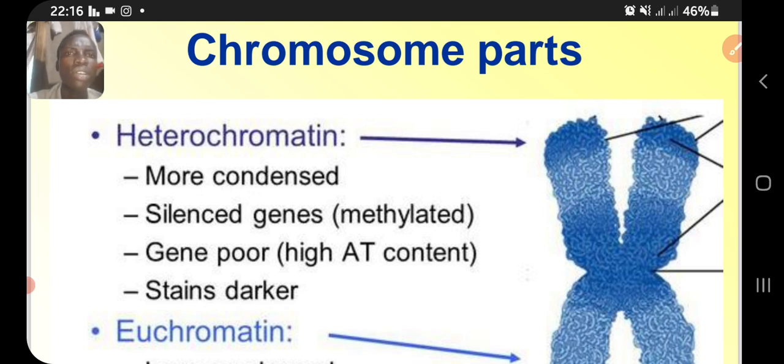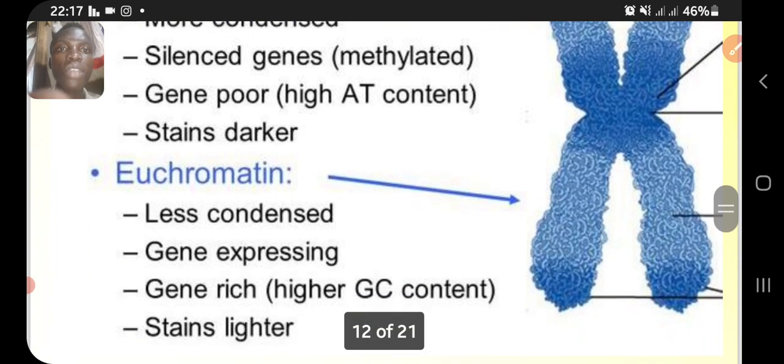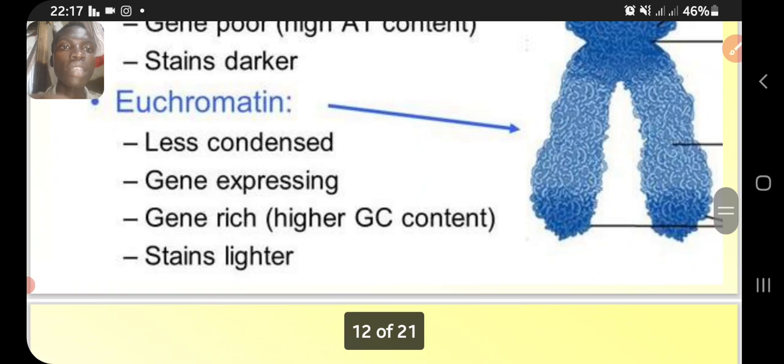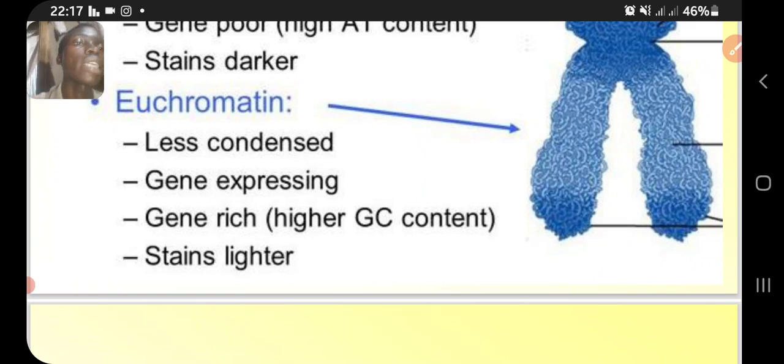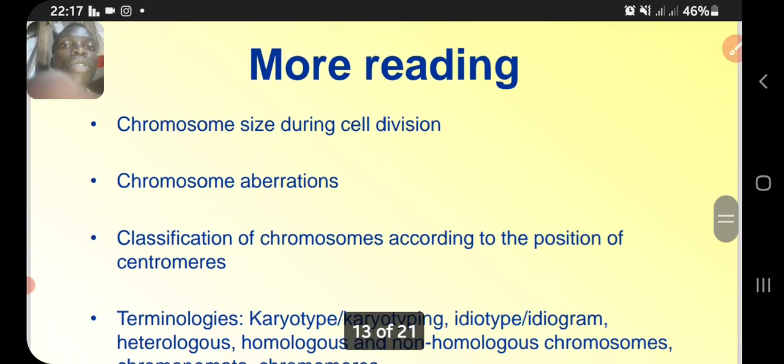So let's talk about the chromosome parts. If you look at the parts of the chromosome, we have the heterochromatin, which is more condensed, with silenced genes, which are methylated or can be methylated. The heterochromatin is gene poor, has a high AT content, and stains darker. Then we have euchromatin, which is less condensed and is gene expressing and gene rich, has a higher GC content, and stains lighter.